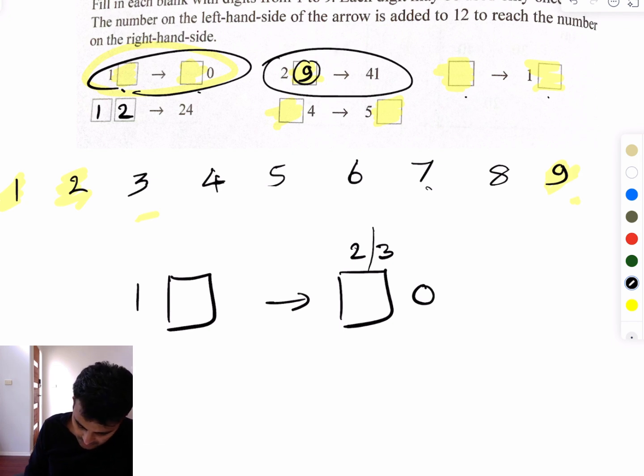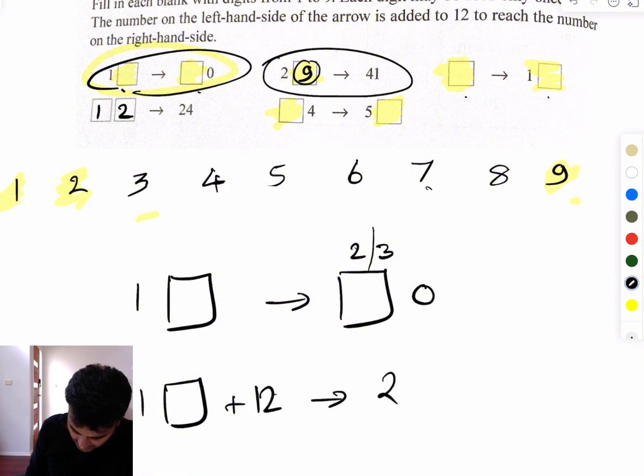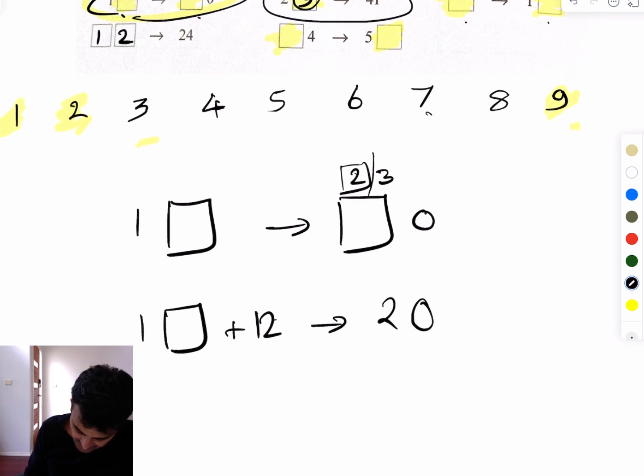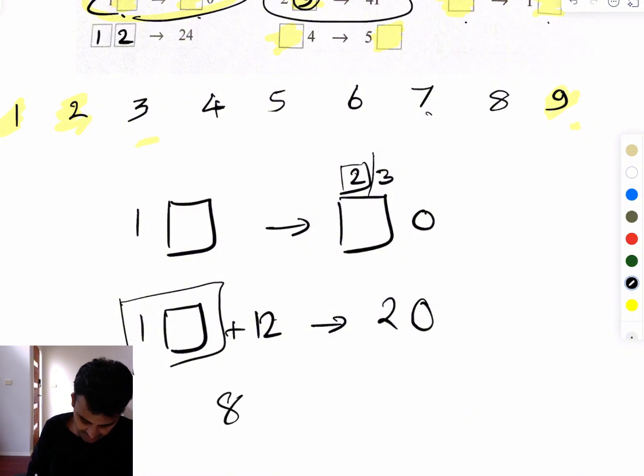Now box plus 12 equal to, let's take 2 as the option. Something plus 12 is equal to 20, which means the answer for this one has to be 8. 8 plus 12 equal to 20.